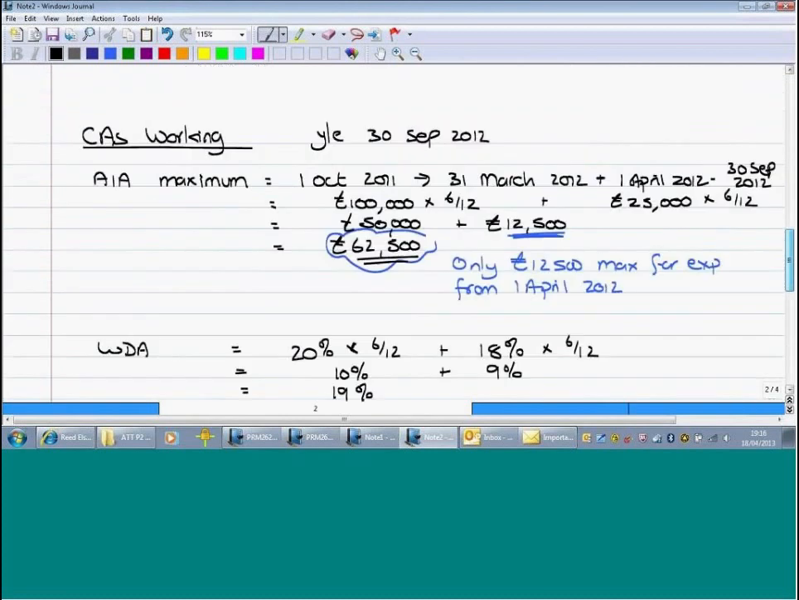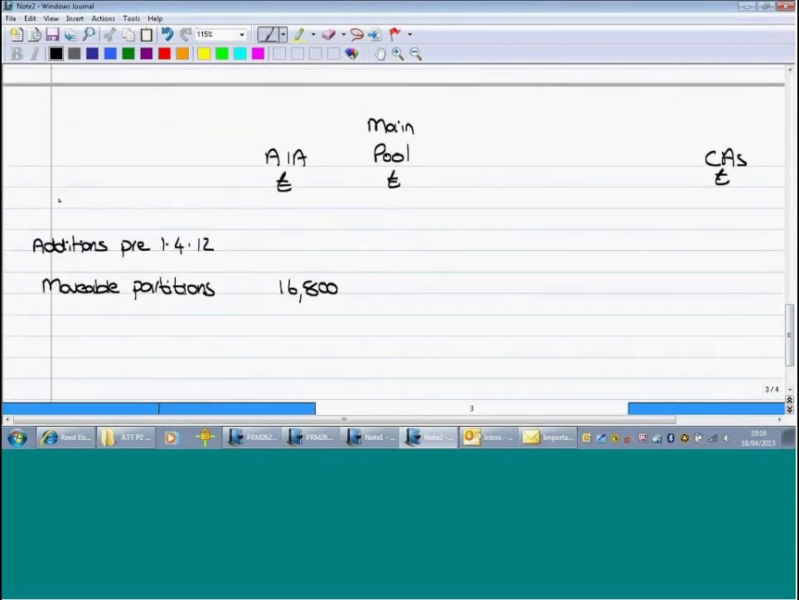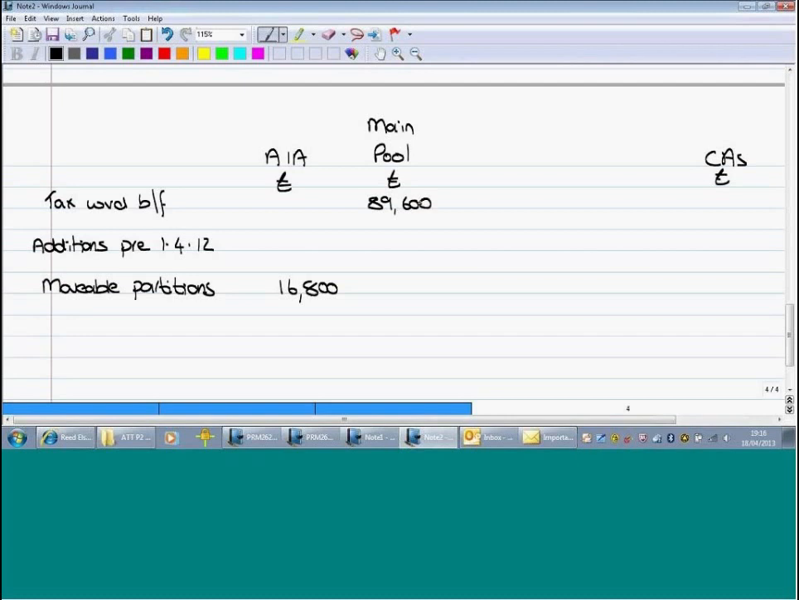So the tax written down values brought forward in the main pool are £89,600. Tick that off, we've dealt with it. We've also got a short life asset column, the computer, and the figure we're given brought forward there is £45,800, and we have also been given the special rate pool.